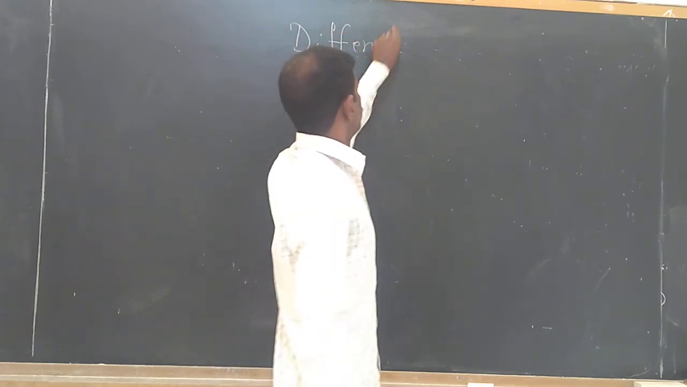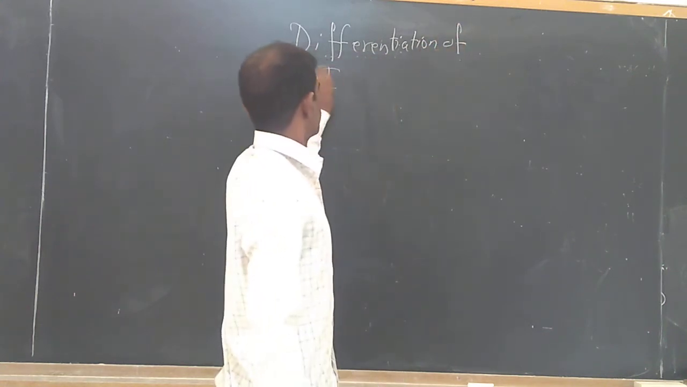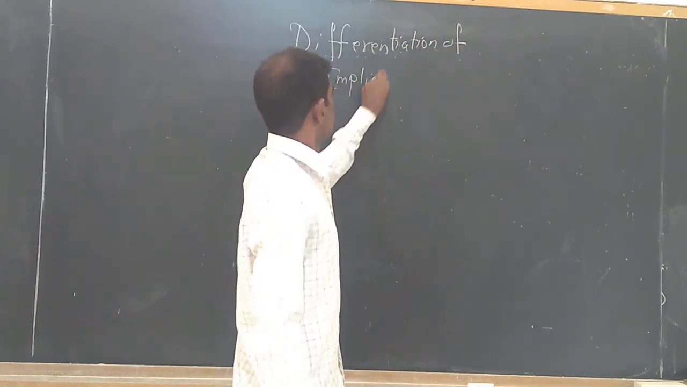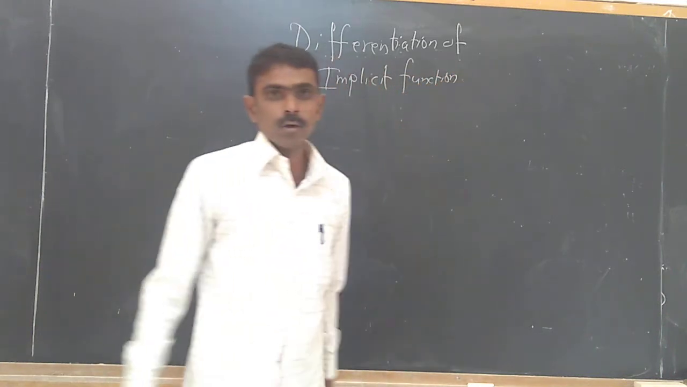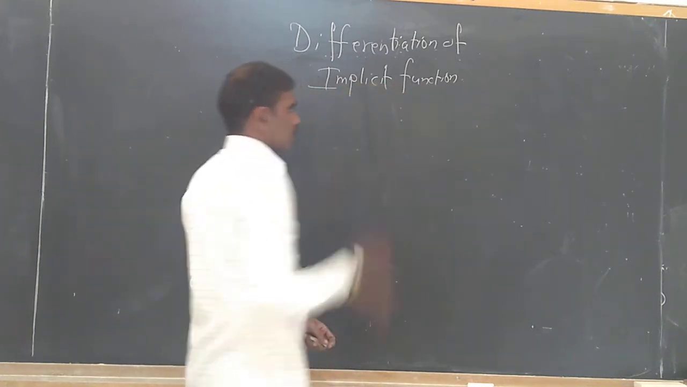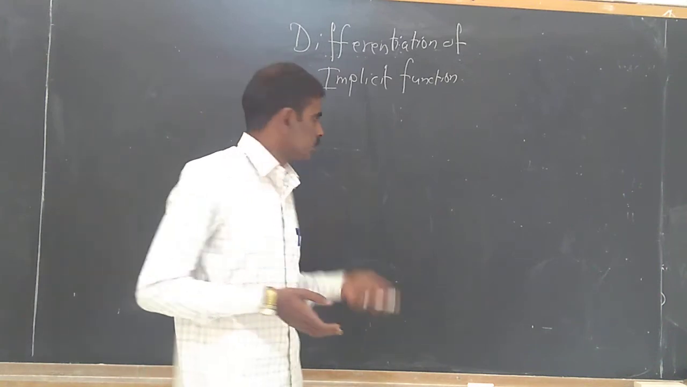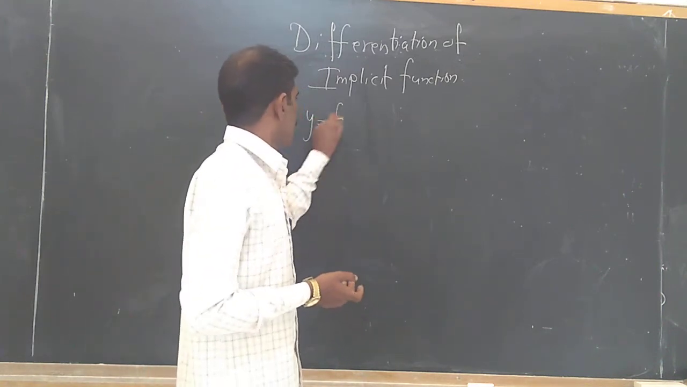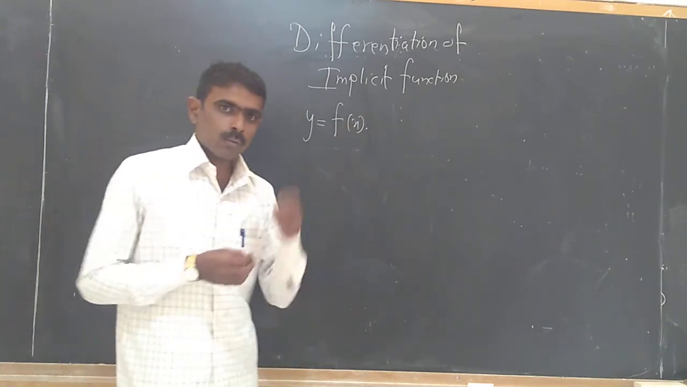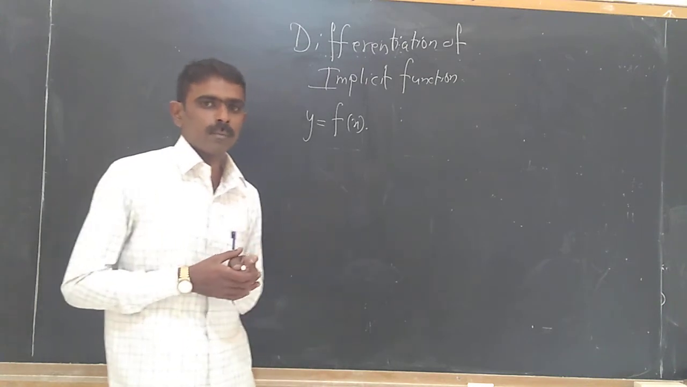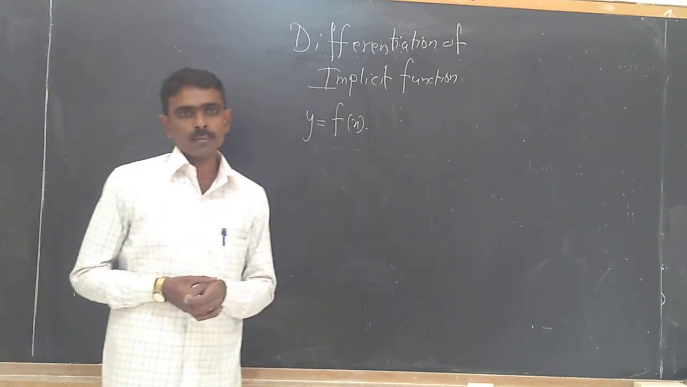Differentiation of implicit functions. Now firstly let me tell you what you mean by an implicit function. Till now, whatever types of functions that you have seen, the general type of function is y is equals to f of x. Here, one variable was expressed directly in terms of another variable.